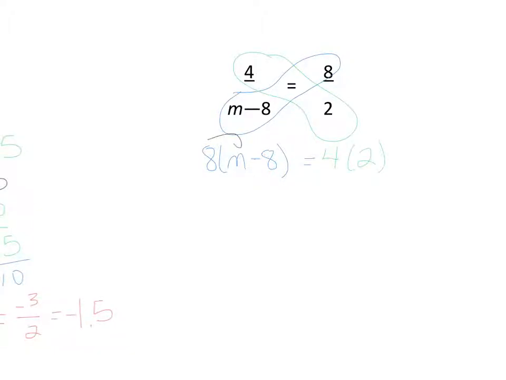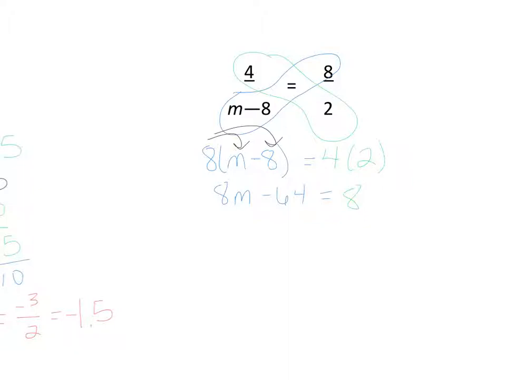We distribute the 8 to get 8m minus 64, and it's going to equal 8, because 4 times 2 is 8. Again, remember, we're multiplying 8 by m, and we're multiplying 8 by m minus 8, so it's 8 times m and 8 times 8. It's not just 8 times one of those. We have to make sure we distribute that 8 that's in the numerator of the second ratio by everything in the denominator of that first one.